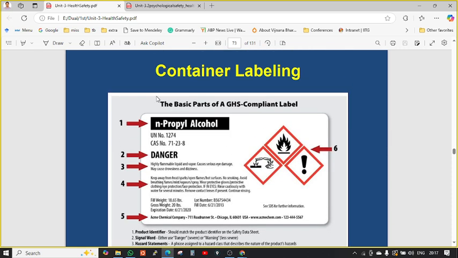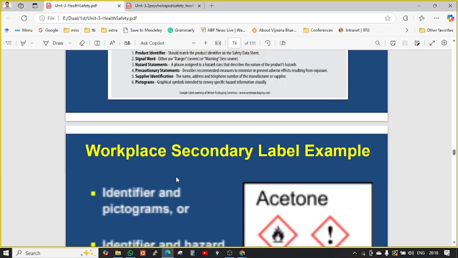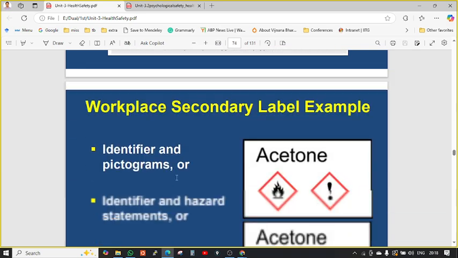This is one other example. If you look properly at some containers of your chemicals in the laboratory, then this type of symbols and things are found on the backside of these chemical bottles. This is called safety data sheets.